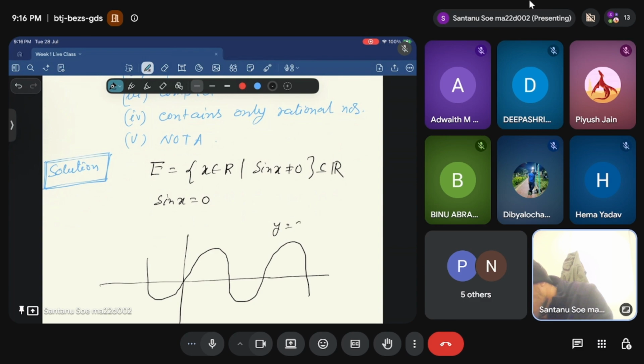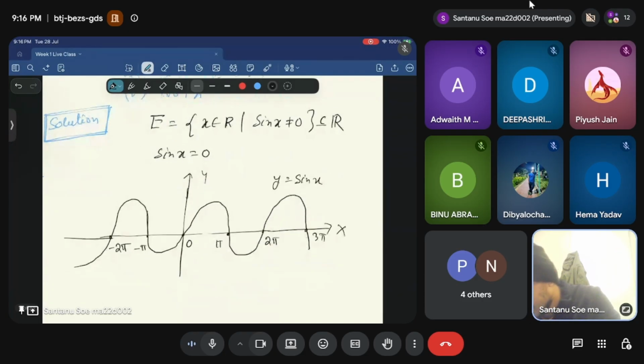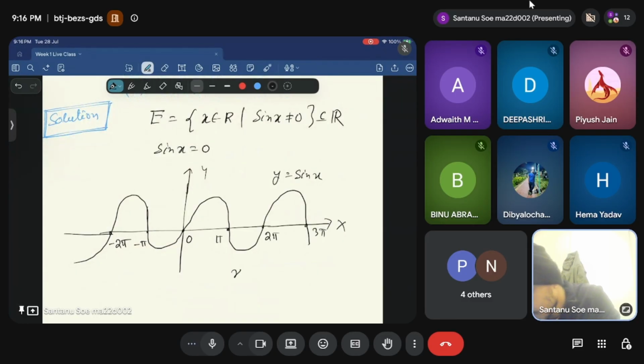Correct? So this is our x-axis, this is our y-axis, and it goes on like this. This point is 0, this is pi, this is 2 pi, and this is 3 pi. Similarly, this is minus pi, and this is minus 2 pi. So the set where sin x is 0 is just this one: x is in n pi such that n is an integer. Correct?